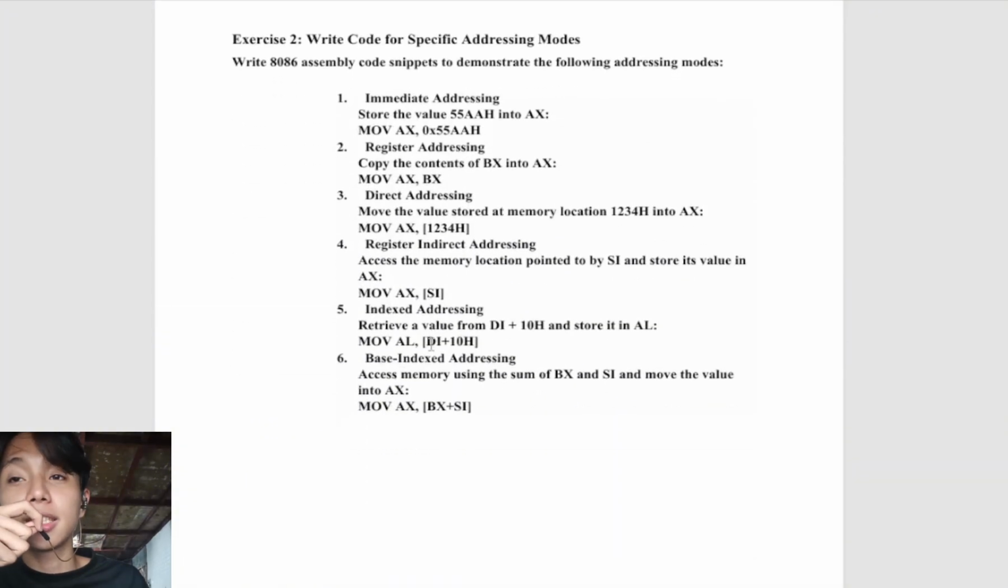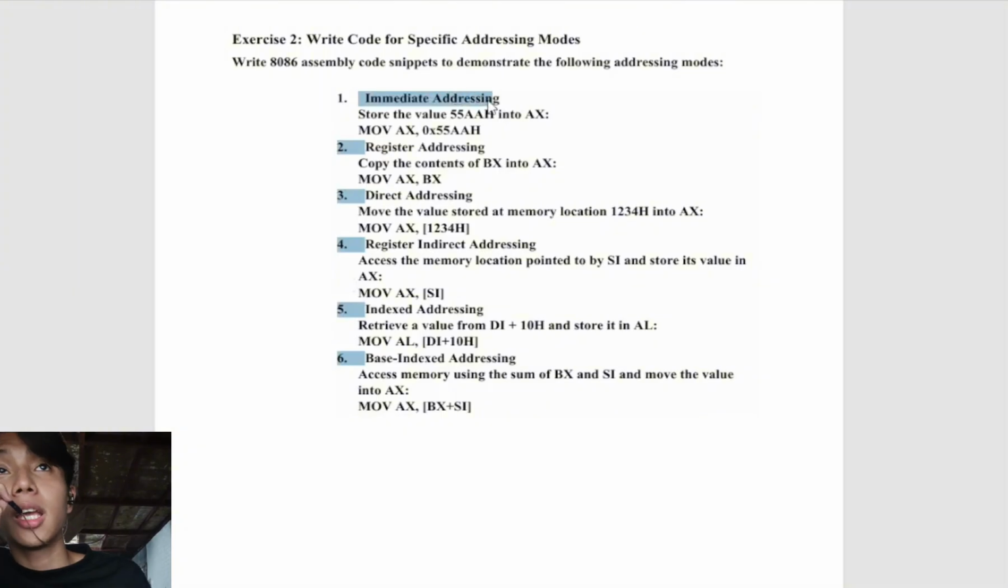Coming to exercise number 2. So here, the instruction for exercise number 2 is to write code for specific addressing modes. Write 8086 assembly code snippets to demonstrate the following addressing modes.